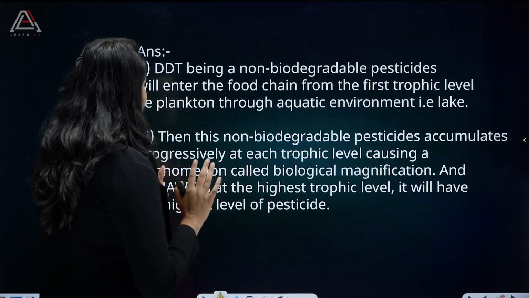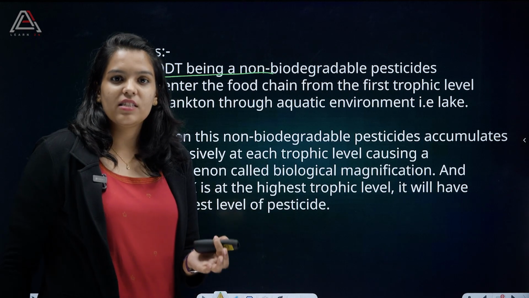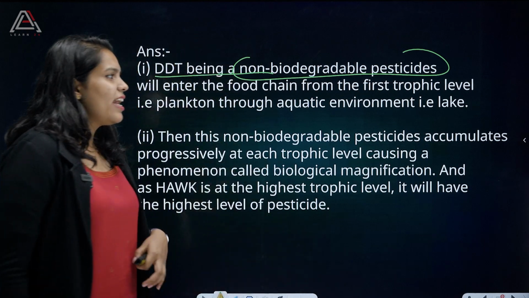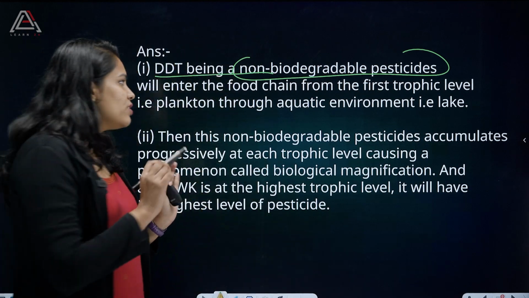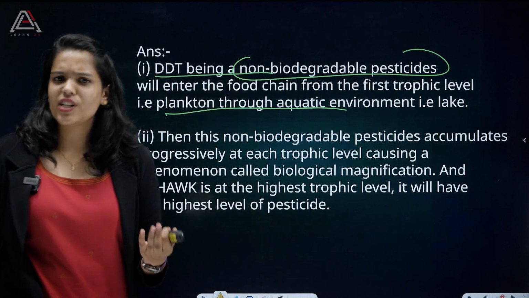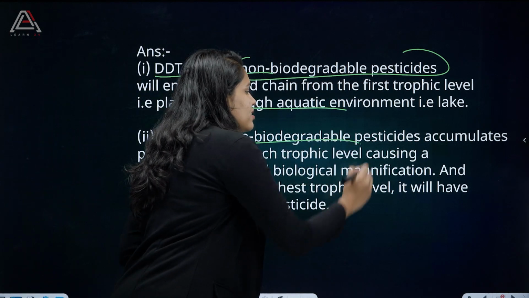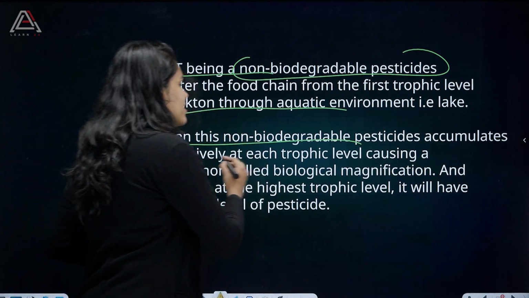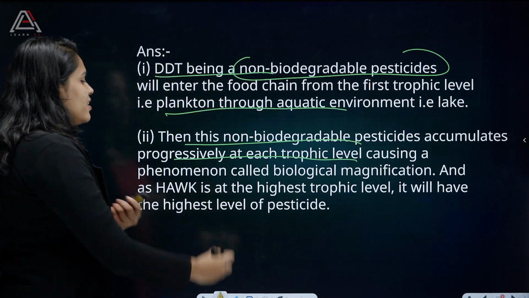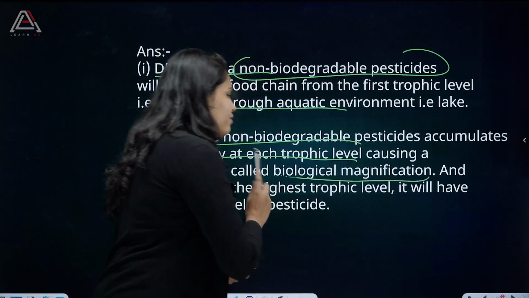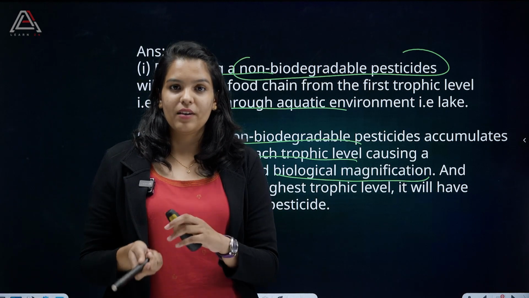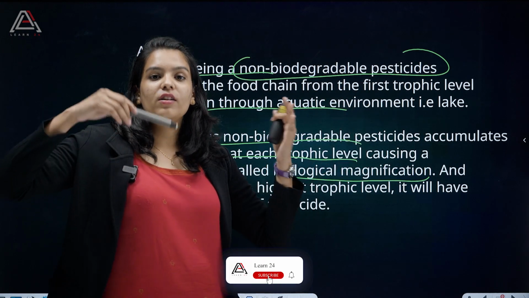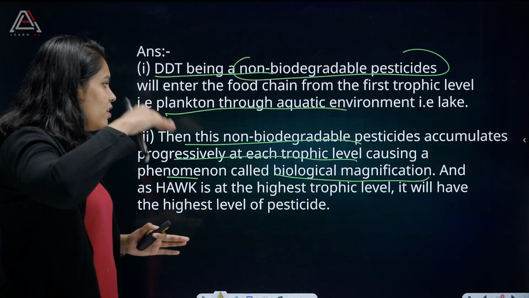Very simple answer. You have to explain what DDT is: it is a non-biodegradable pesticide. When it is introduced in the first trophic level, that is the aquatic environment, which is nothing but the lake, what happens? This non-biodegradable pesticide accumulates in the progressive trophic levels, causing a phenomenon called biological magnification. Do not forget to mention biological magnification here. You have to explain that it keeps on increasing at each trophic level towards the upper trophic level.